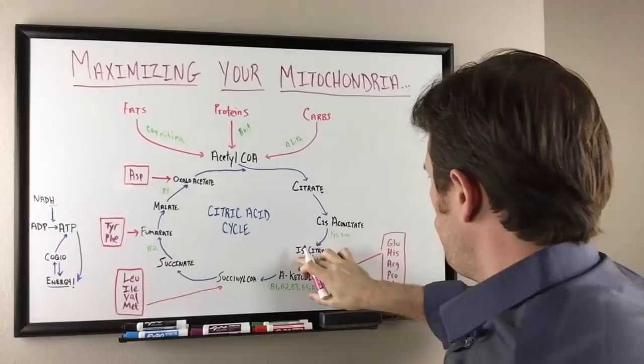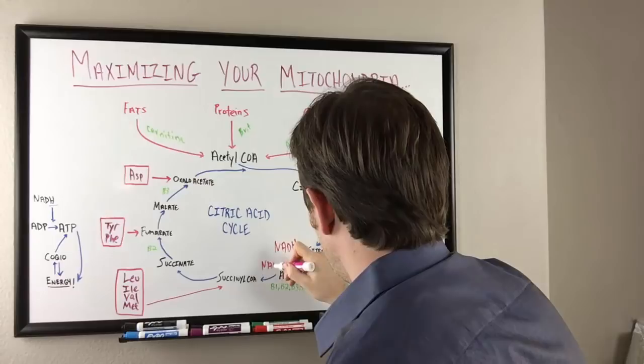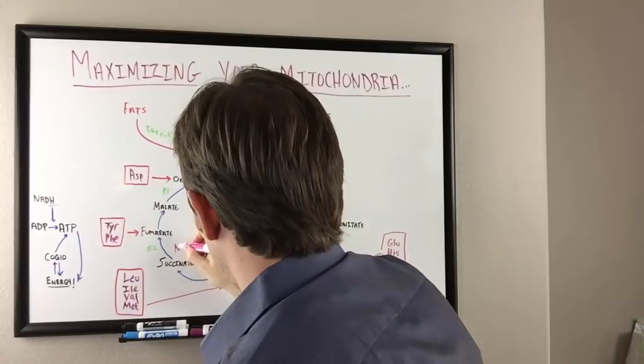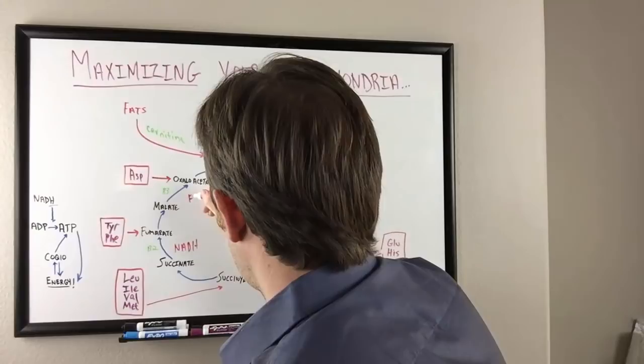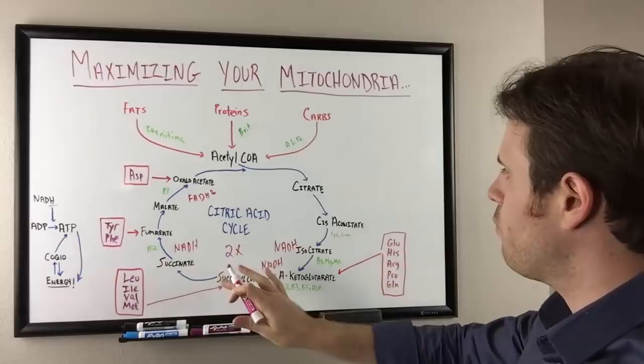We have isocitrate, we create an NADH here. We create an NADH here. Okay, we create an NADH here. And we create a FADH2. So all this runs 2 times. So this runs around 2 times, and basically what it creates for us, it grabs 8 hydrogens.